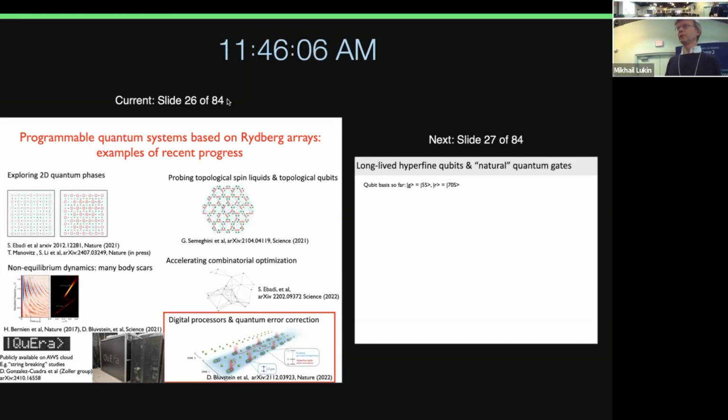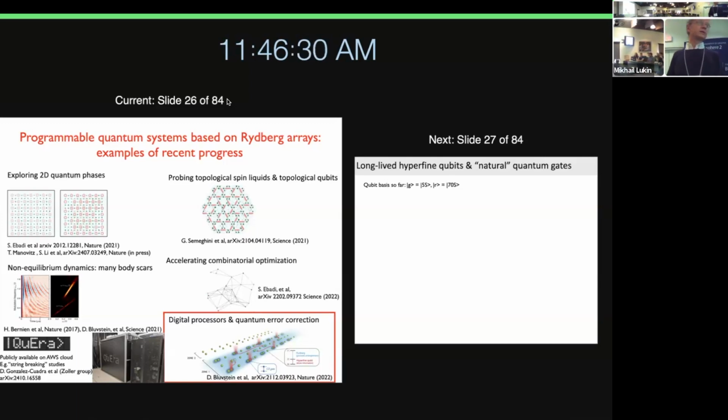Any questions about this analog side? Yes. When you said 100 milliseconds for the coherence times, was that for T1 and T2 coherence time?